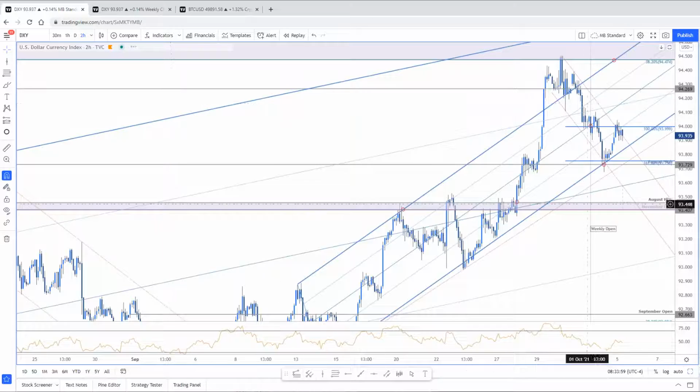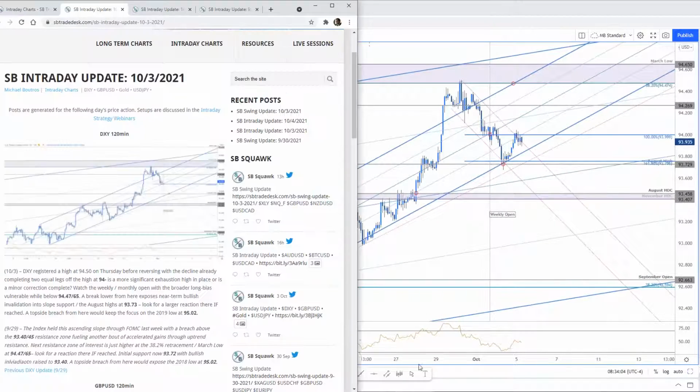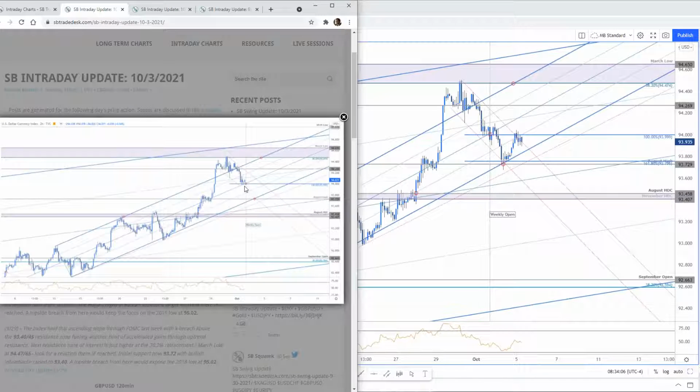Here's the intraday chart, and here's what it looked like into the start of the week. Loved that we held that low, right? So we were looking in the start of the week saying, well, if this is a simple correction within the broader uptrend, this is 2 equal legs down. We're at the median line. Look for a reaction at 94, 93, 99.